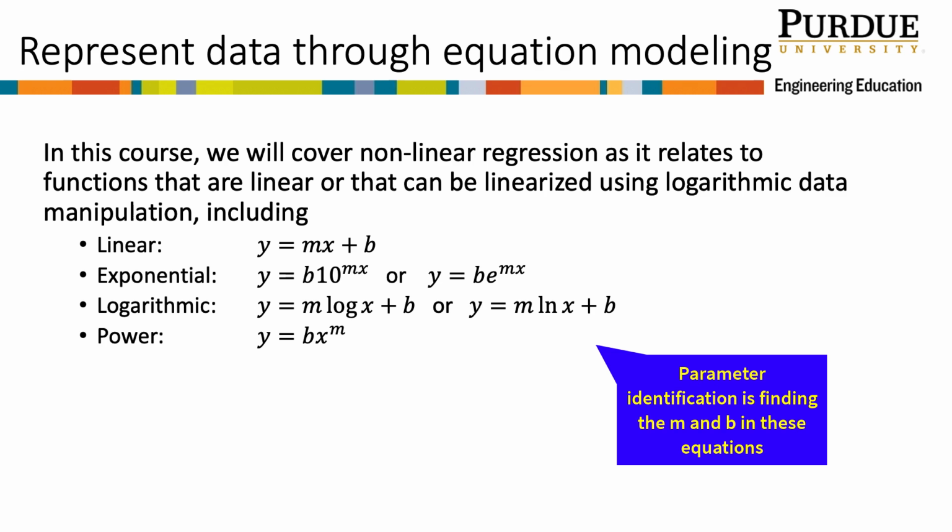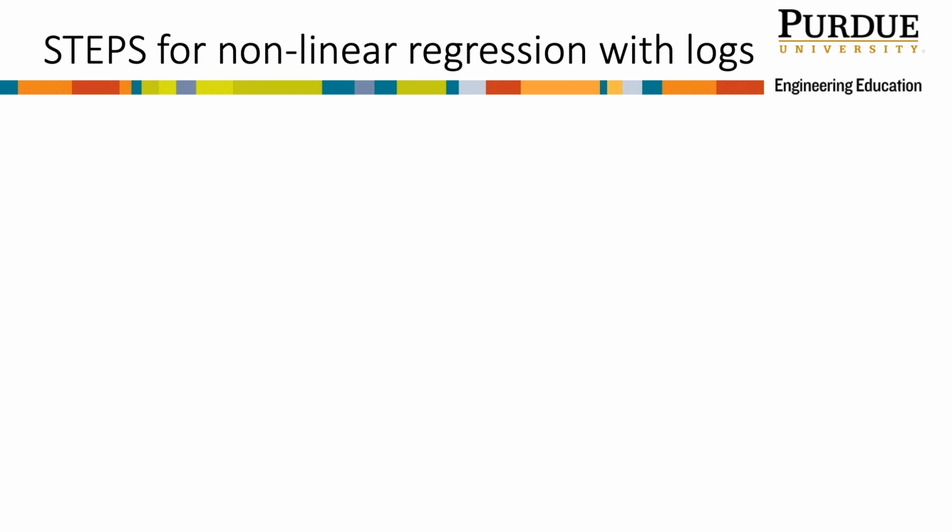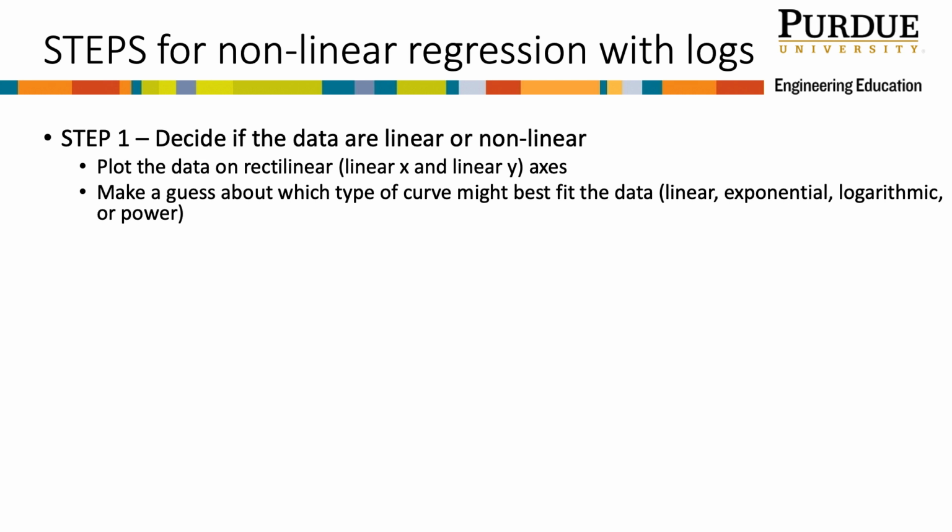So how do we model data using nonlinear regression? There are 4 basic steps to modeling data. Step 1 is to decide if the data are linear or nonlinear by graphing the data on rectilinear axes, that is, a linear x and linear y scale. That will help you identify something about the shapes of the graphs.